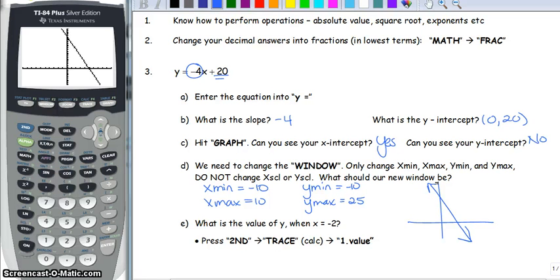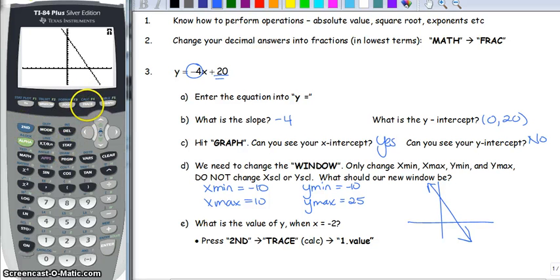And the next thing is trying to find different values. So we have the equation. I want to find y when x is negative 2. Now yes, I could just plug negative 2 into the equation. I also can do it on the calculator. And I want to make a calculation. So you can see it written up in blue right above trace.